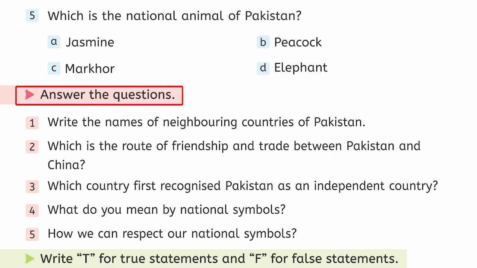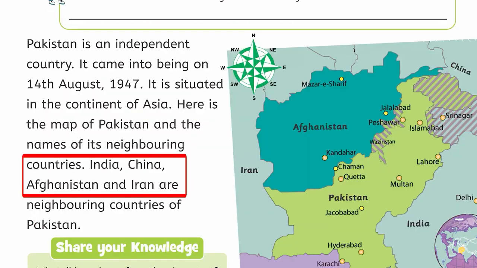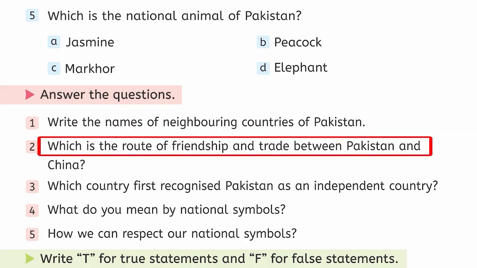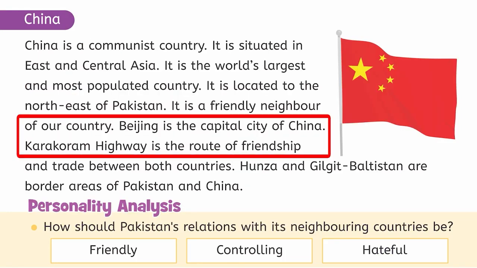So next is answer the questions. Write the names of neighboring countries of Pakistan. So neighboring countries of Pakistan are India, Iran, China and Afghanistan. Which is a route of friendship and trade between Pakistan and China? Karakoram Highway is the route of friendship and trade between Pakistan and China.